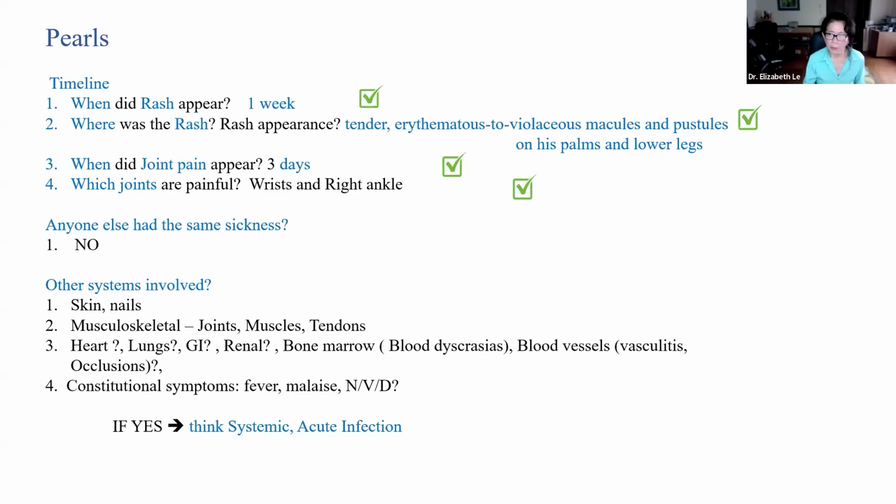Anyone else had the same sickness? No. Other systems involved: skin, yes, you got a rash. Musculoskeletal, yes, you got joint pain. Is it the heart, lungs, GI, renal, bone marrow, blood dyscrasia, blood vessels, vasculitis, occlusion, or constitutional symptoms? Do they have fever, malaise, nausea, vomiting, or diarrhea? If we answer yes, we think systemic, this is an acute infection. Next slide.